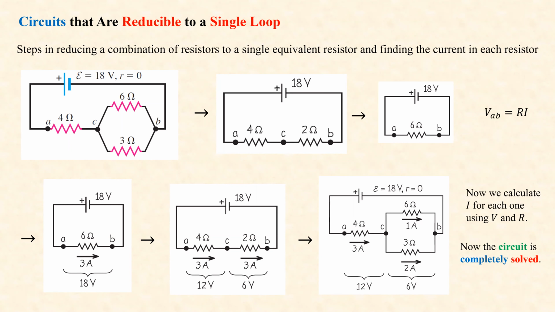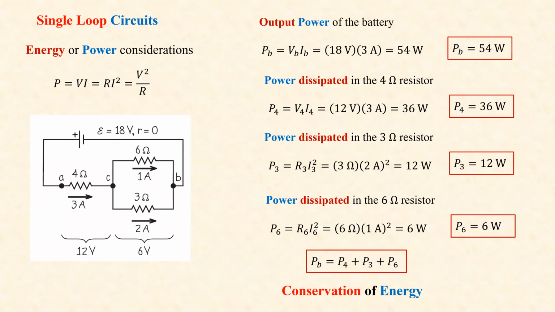And now also we talked about the energy conservation or balance of power. We said that this battery puts out this much power, and the resistors, each one consumes or dissipates some power. And you see that the sum of these three becomes exactly that.